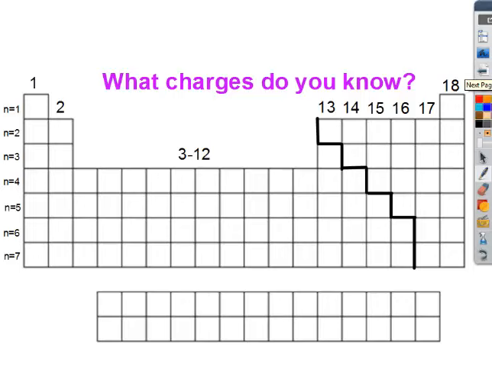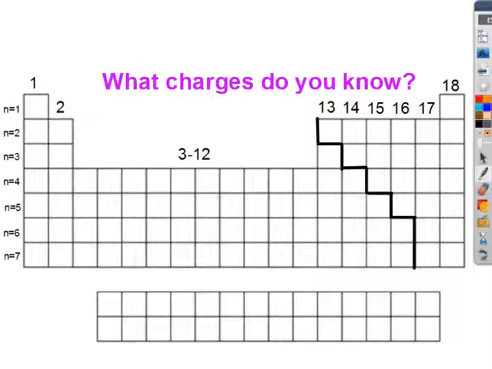You should have your periodic table in front of you. If you don't, you should pause the video and go get one. You're going to need the blue one and the one that you created, just so that you have it as a reference. Let's review the charges that we've already covered.